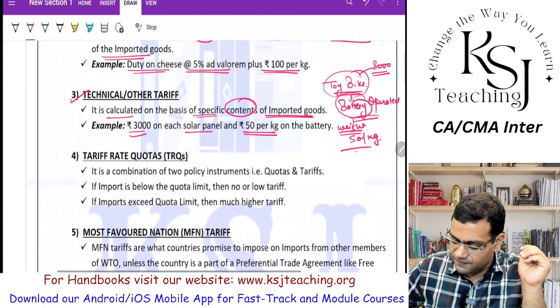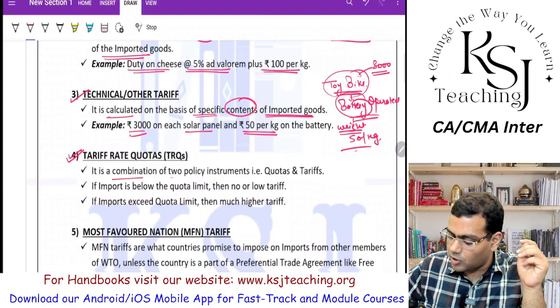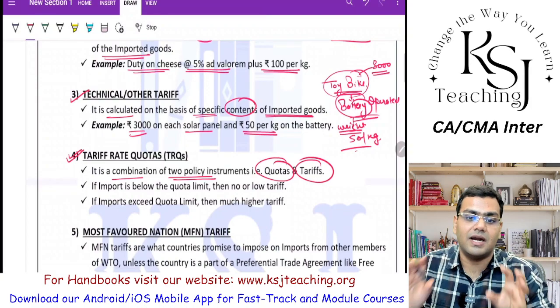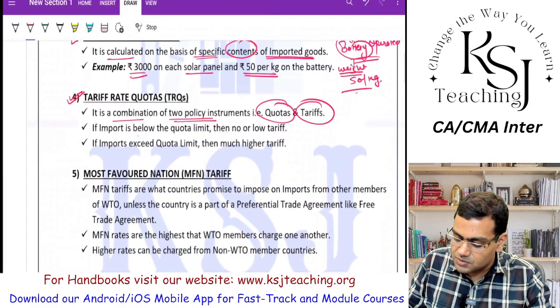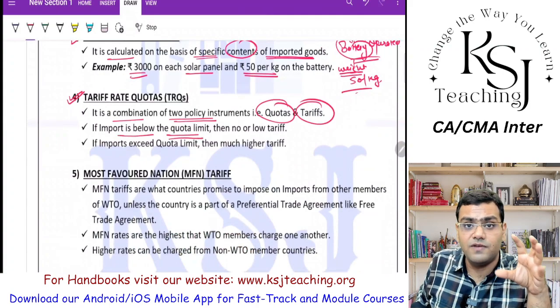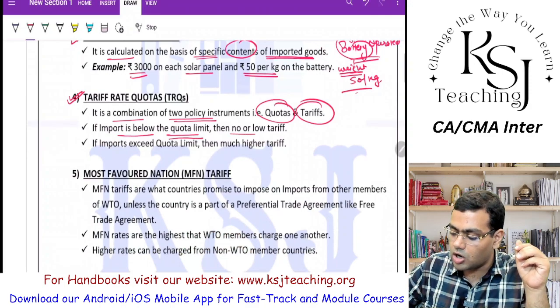Then you have the tariff rate quotas. What is a tariff rate quota? It is a combination of two policy instruments: quotas and tariff. Quotas means that a specific limit is set. If the import is below the quota limit, meaning you have set a limit and you import only up to that quantity, then there will be no or low tariff, right?